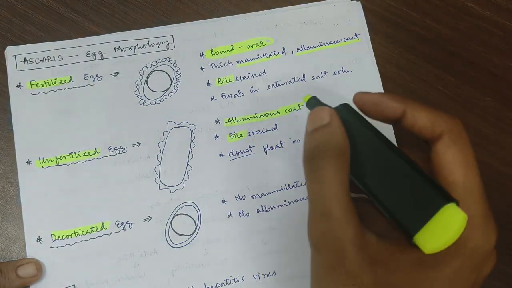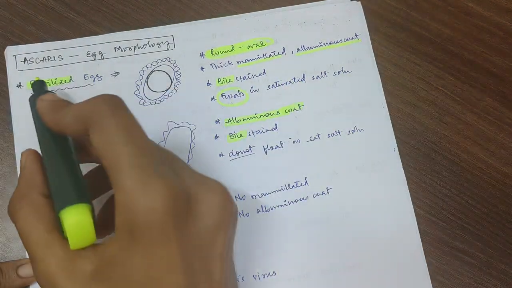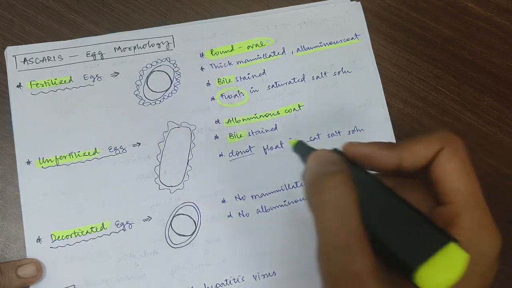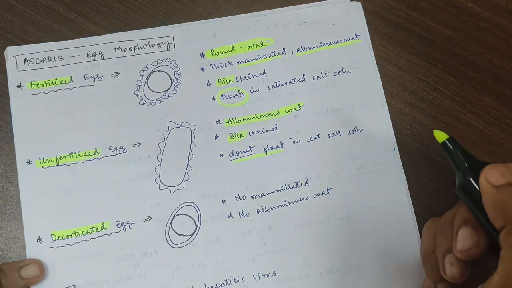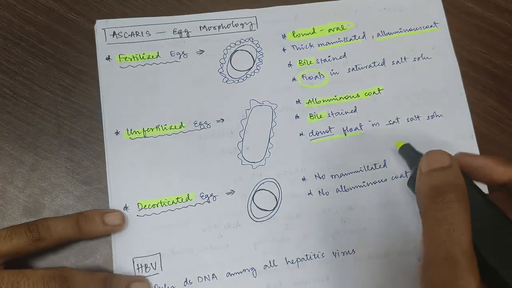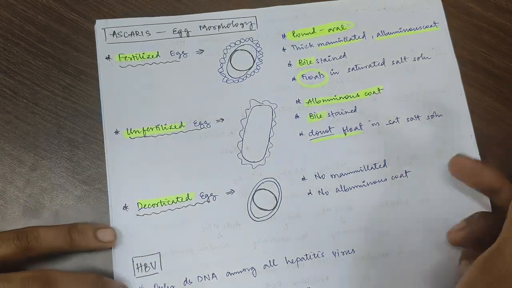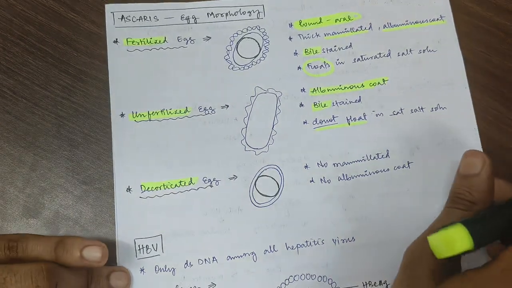Then it is floating. F for floating. Unfertilized: not floating, do not float. Then decorticated: it is not mammillated, it does not have any albuminous coat, it is just plain, just round like this.